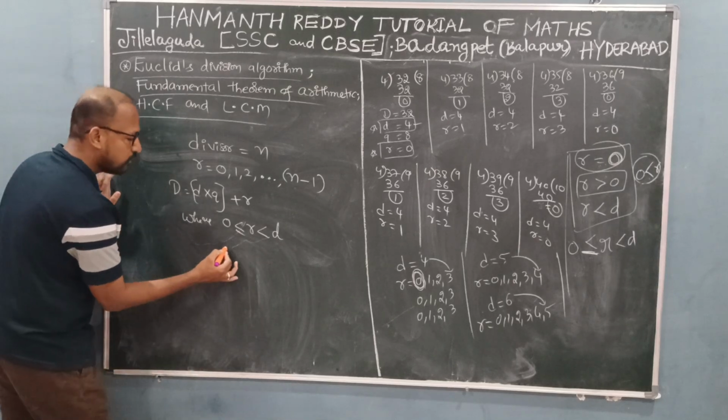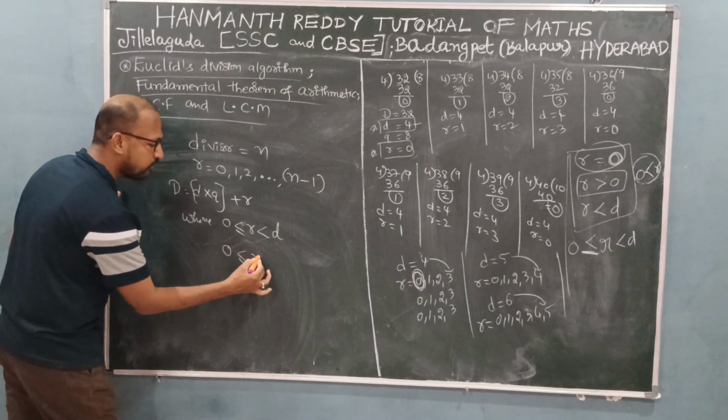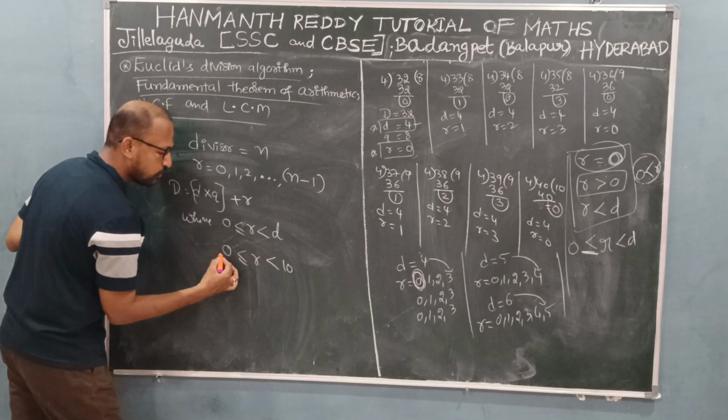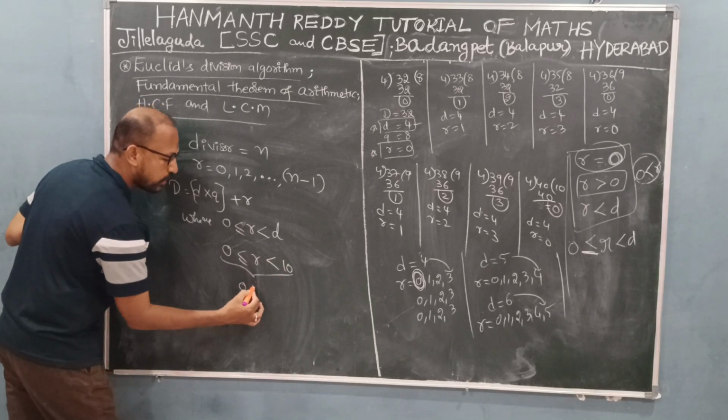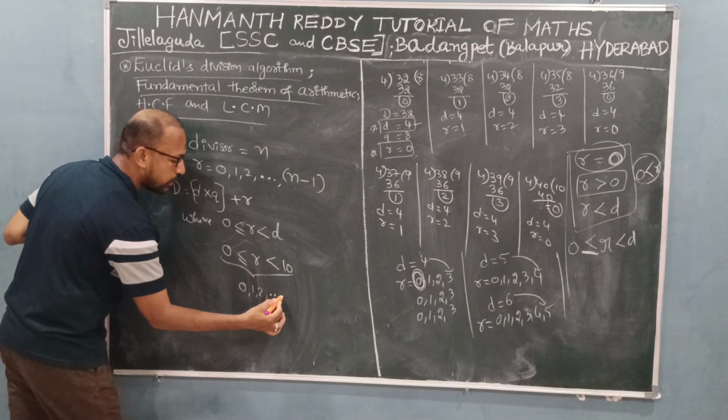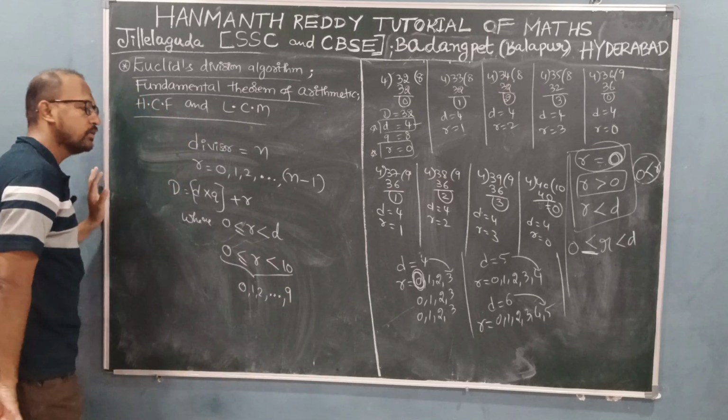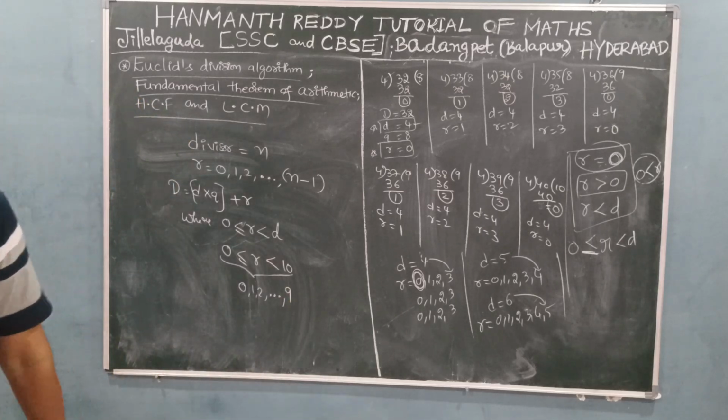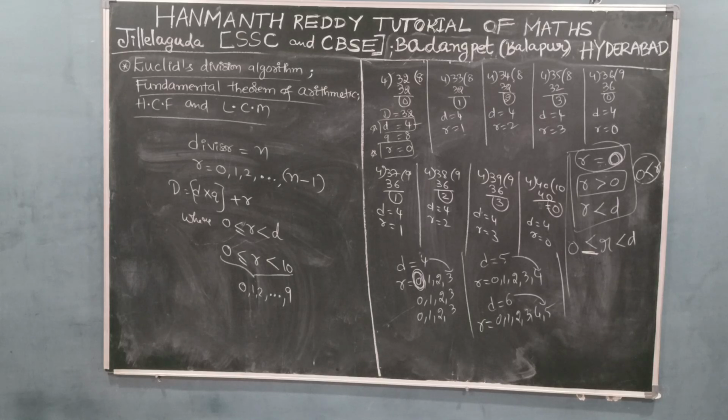So what is the meaning? For example, if the divisor is 10, from this I can say that 0 to 9 are the possible remainders. I hope this is very clear for you all.